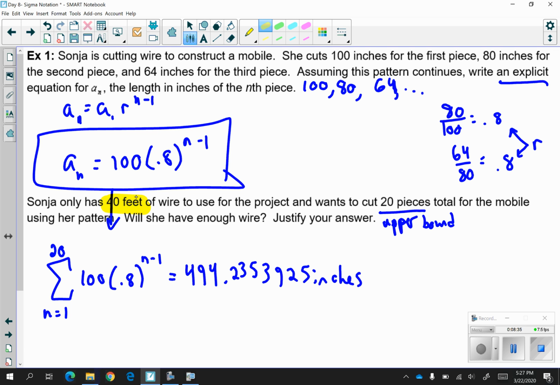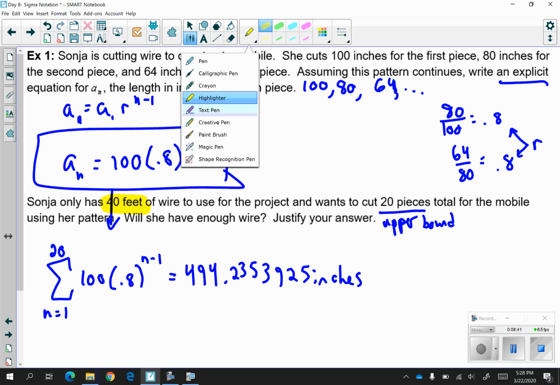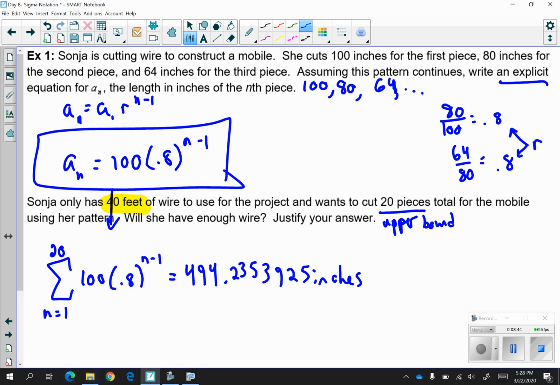So if you want, you can convert the inches to feet. You can convert the feet to inches. It's however you really want to do it. Personally, I went from feet to inches. So I was thinking she has 40 feet. Each foot is 12 inches, which means she has 480 inches. But we need 494.